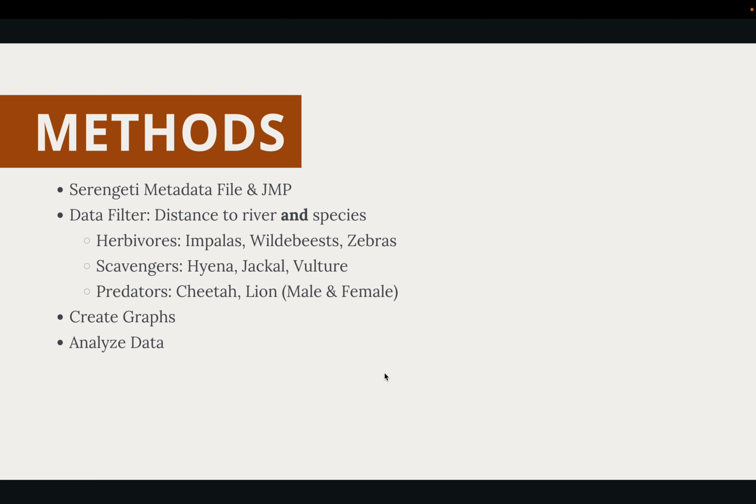Once the data was in the right place, it was time to filter through the data. To do this, you click a small arrow towards the left side of the screen and select the box labeled Data Filter. Then, the three animals being observed are selected. In the first round, it was the zebra, impala, and wildebeest, as well as the box labeled Distance to River. Then, a graph of this data was made and analyzed.